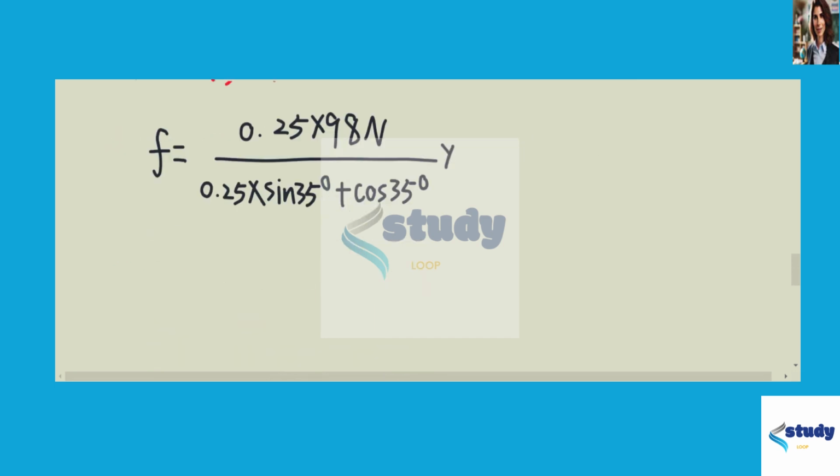And this will give us the friction equal to 20.9 Newtons, which means that force P should have the same magnitude as the friction, which is 20.9 Newtons. And these are the answers for this question.